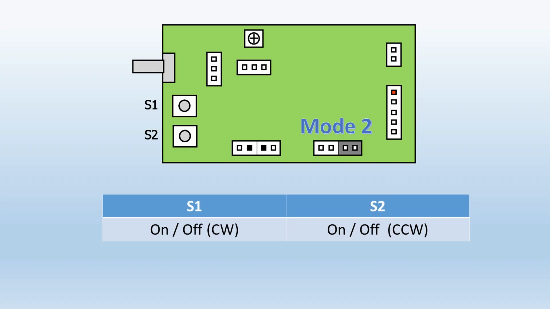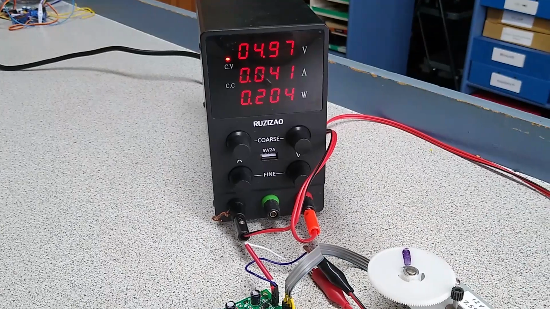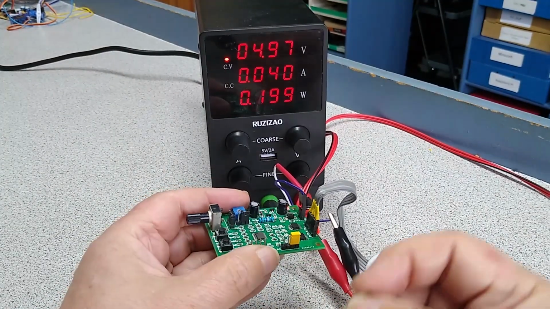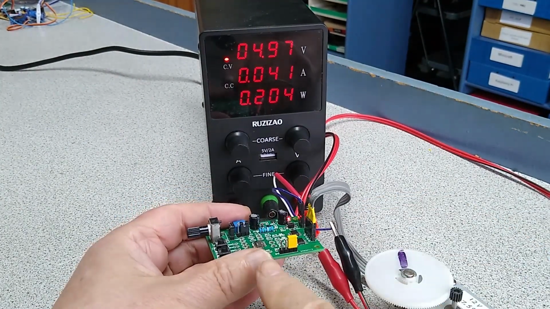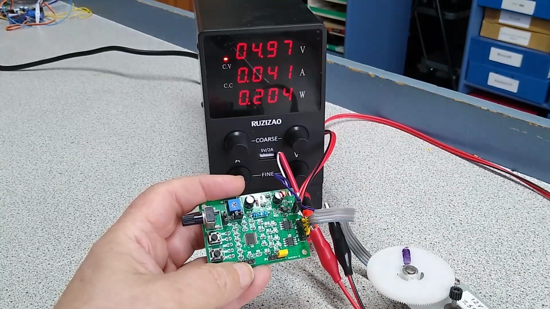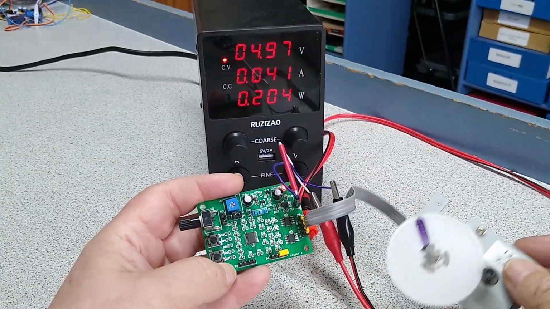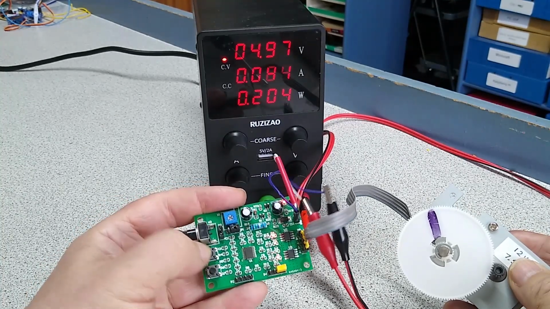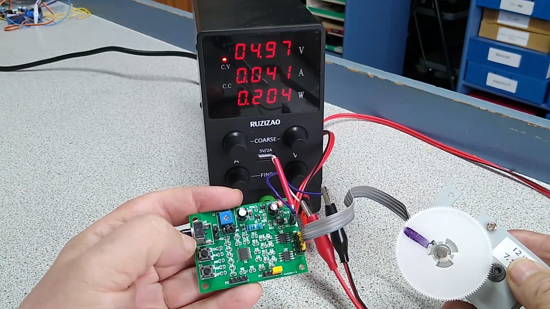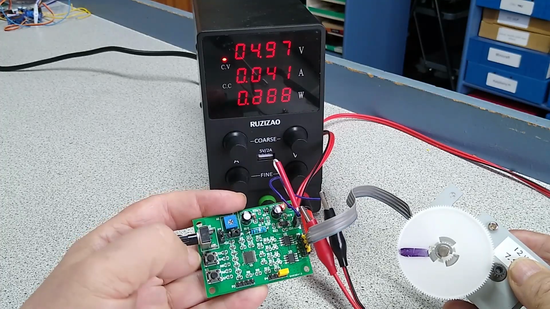Now in mode 2, S1 switches off and on the motor in clockwise mode, and S2 switches the motor on and off in counterclockwise mode, as shown here. I'm now in mode 2. I've removed the left hand jumper, and in mode 2 I can press S1 or S2.